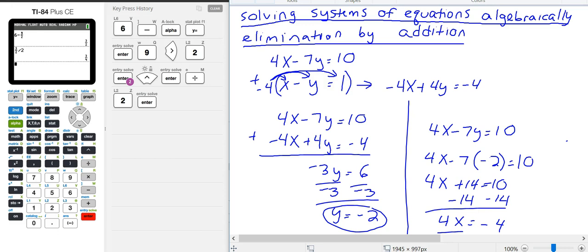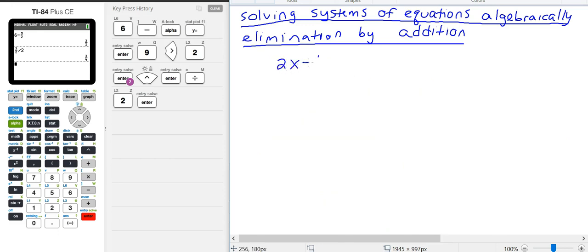The goal is, let's say we have a positive 4x in the first equation, we need to have a negative of the same coefficient in the second equation. If we have a negative 7y in the first equation, we need to have a positive 7y in the second equation for the y to cancel out. Let's look at another example.